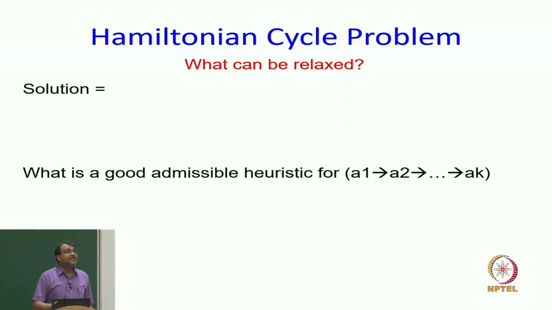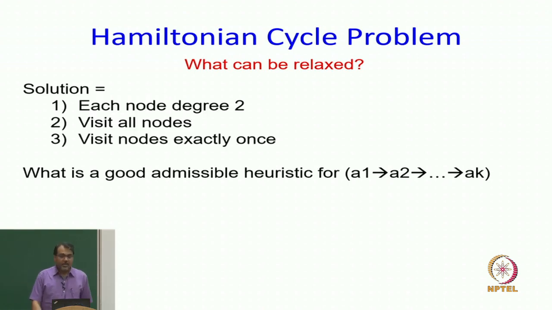Or you can say that in the final solution, the degree of each node should be 2, because one will be incoming, one will be outgoing for every node. So this now becomes my constraints on the solution, and my only job is to see if I can relax any one of them, and based on that come up with a good heuristic.